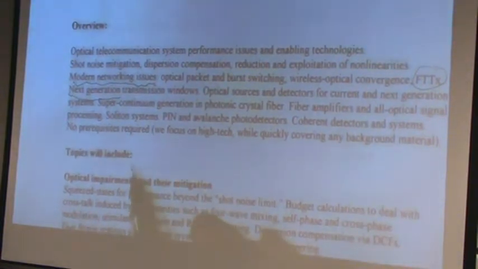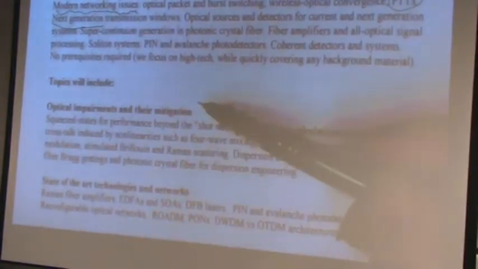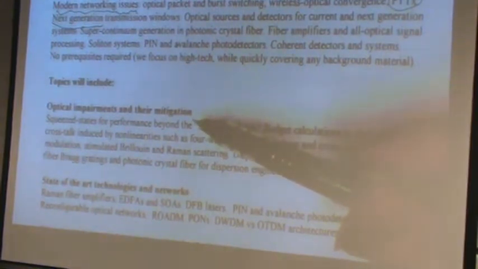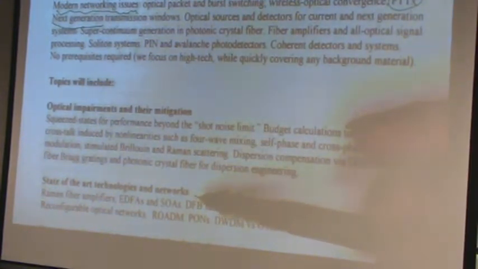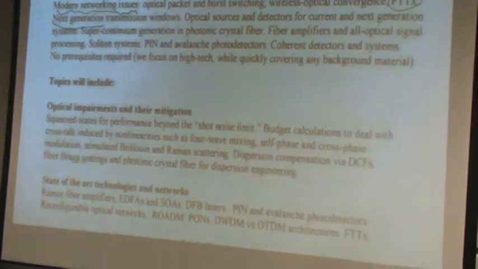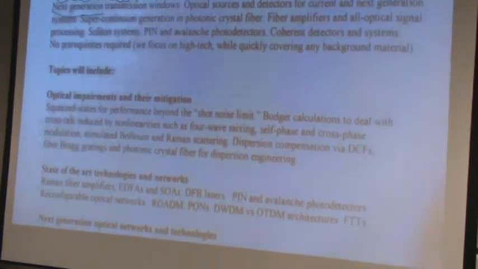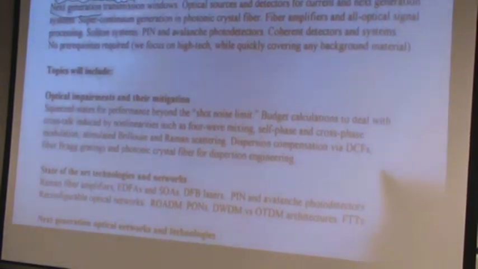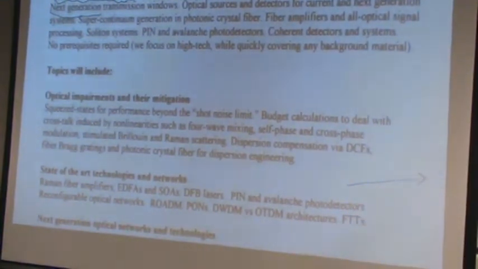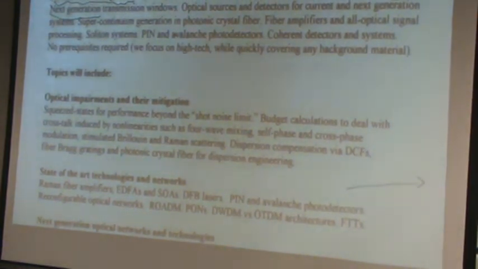So this is not a timeline, but just a list of topics here. We will cover the various impairments and ways to get around them. That's what mitigation means: mitigate it, reduce the impact. State-of-the-art technologies and networks, and the next generation stuff. So, for example, let's just mention briefly that fiber, of course, is one of the biggest physical mediums for optical communications.